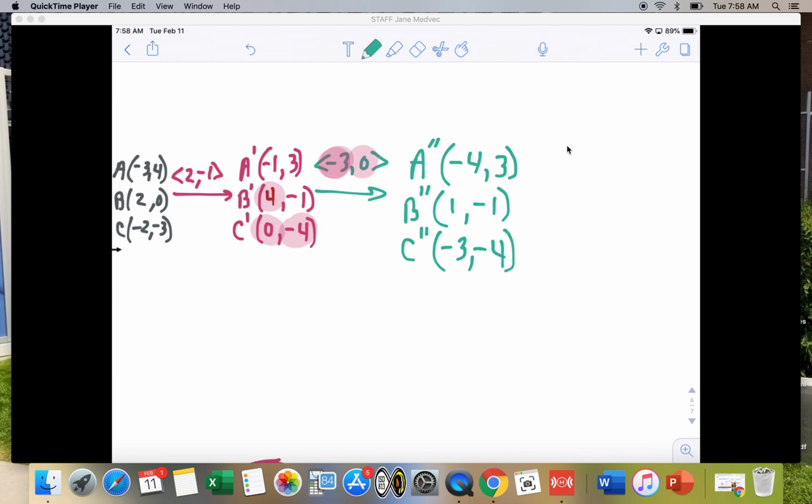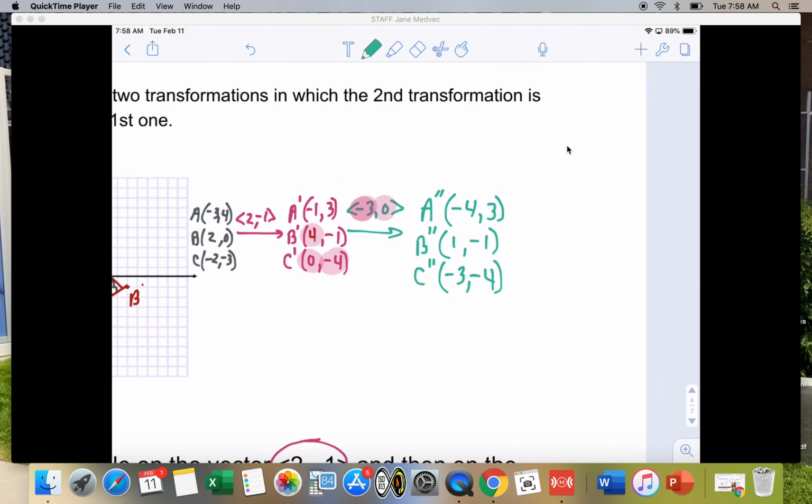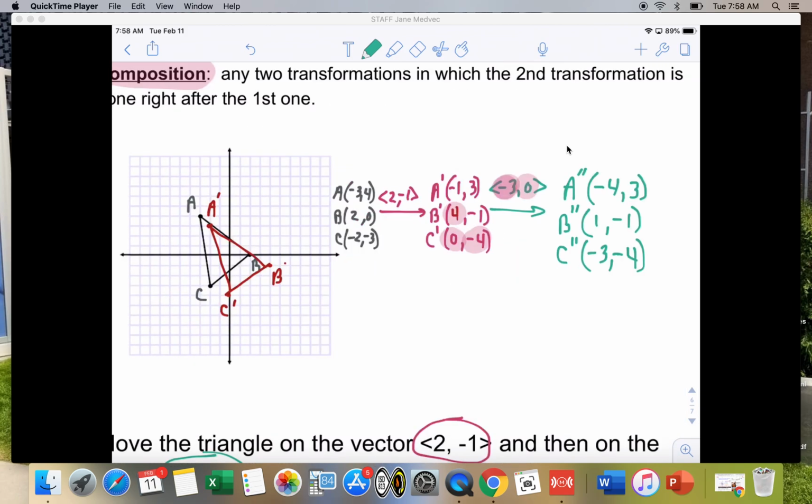Okay, now what I'm going to do is I'm going to take these and I'm going to graph them. I'm going to graph them back on this graph. So I'm going to take -4, 3, so -4, 3. So this is A double prime. I'm going to take 1, -1. So this is B double prime. And then C is -3, -4, which is right here, and that's C double prime.